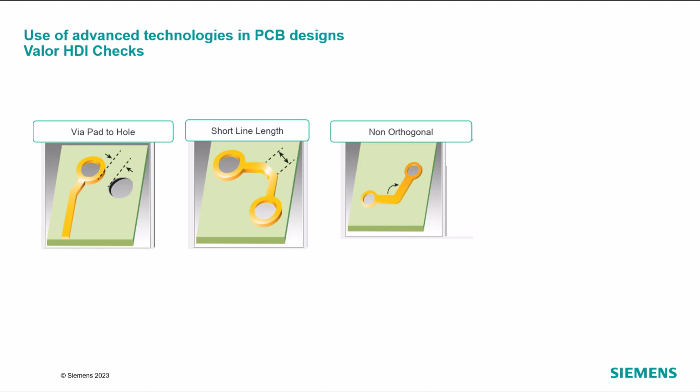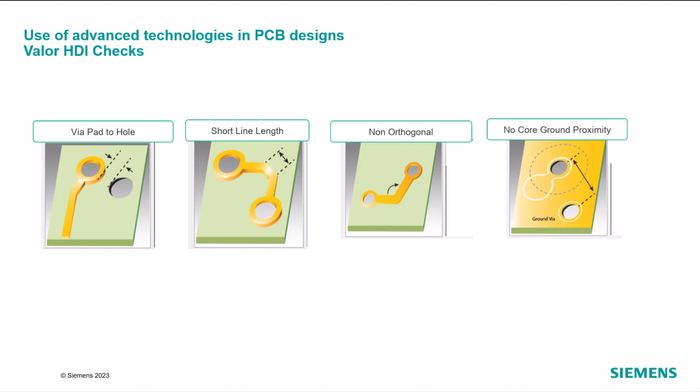Non-orthogonal or non-45 line intersection. This check identifies connected lines intersecting at an angle other than 45 degrees or a multiple thereof. Lines in most cases should be aligned in multiples of 45 degrees to help with the etching process. This also helps with managing the impedance characteristics of the trace and to avoid other signal noise related issues.